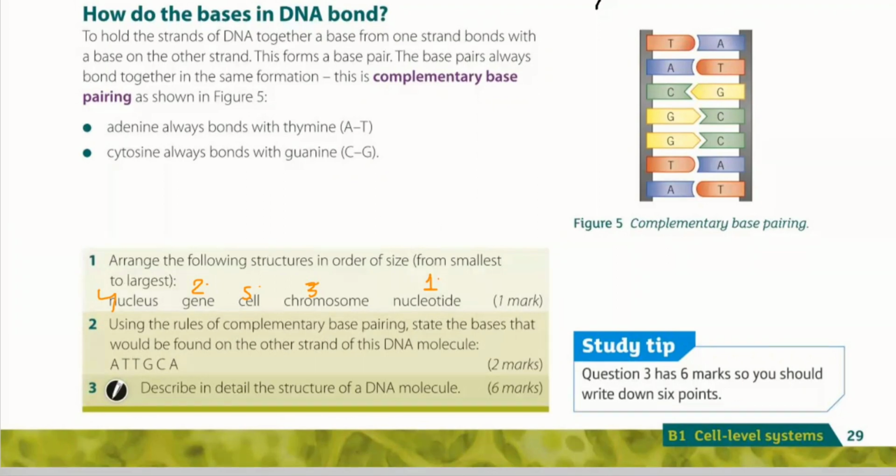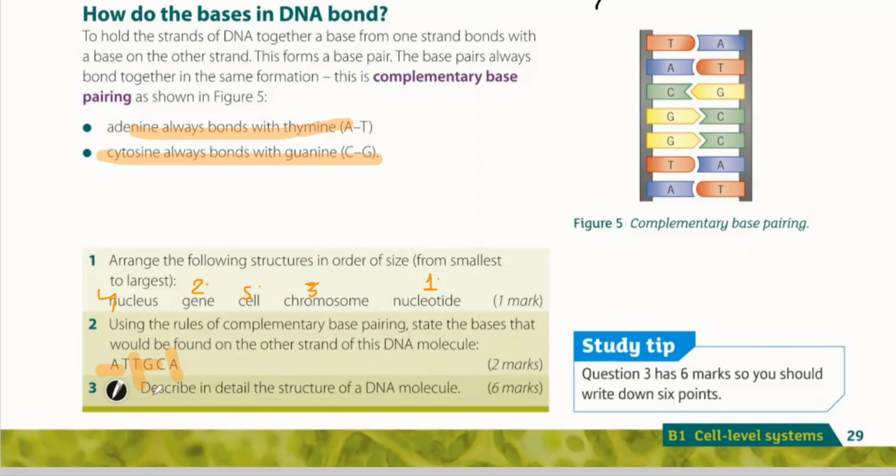Then the next question asks, using the rules of complementary base pairing, state the bases that would be found on the other strand. We already know from complementary base pairing that adenine will always bond with thymine and cytosine will always bond with guanine. So here A-T will be one pair, then G-C will be one pair, and then A and T will be one pair again. So this will be the pairing for this DNA.